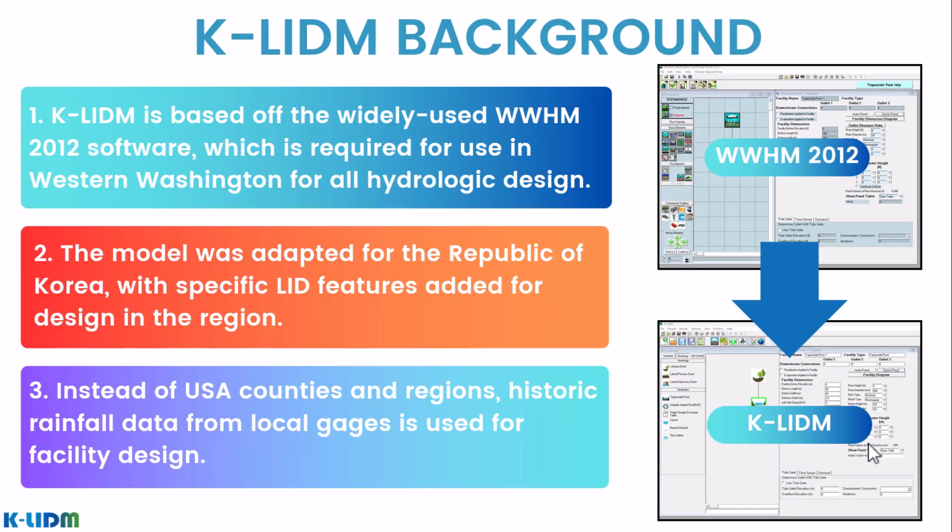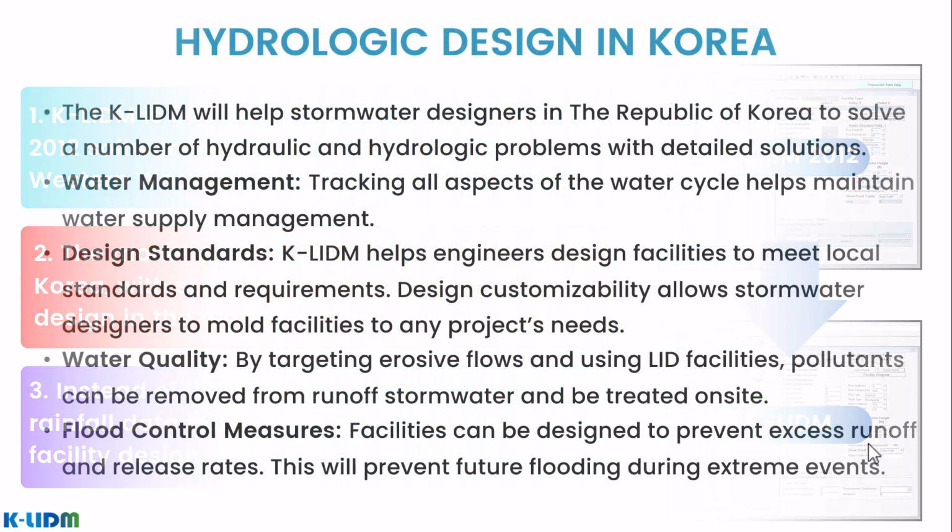Now let's talk about K-LIDM. It is based off the widely used WWHM 2012 software, which is required for use in Western Washington for all hydrologic design. And the model was adapted for the Republic of Korea with specific LID features added for design in the region. And instead of the USA counties and regions, historic rainfall data from local gauges in South Korea is used for facility design. So you can see the similarities there on the top right of WWHM 2012 and the K-LIDM. Very similar, but some changes that will fit the region better in terms of the software.